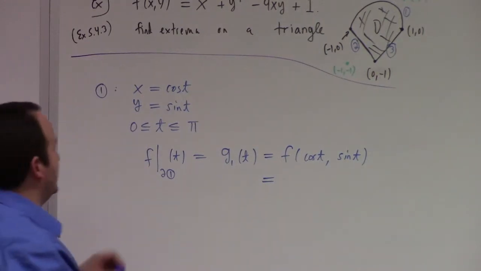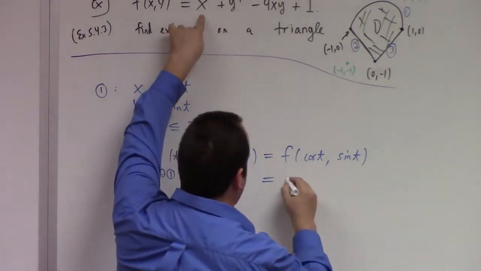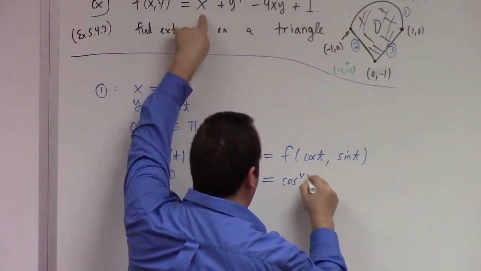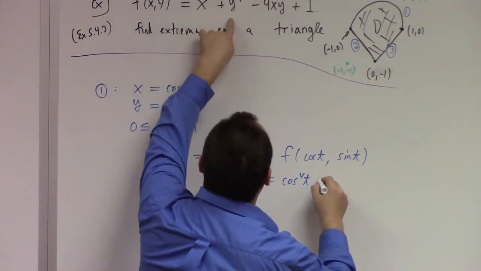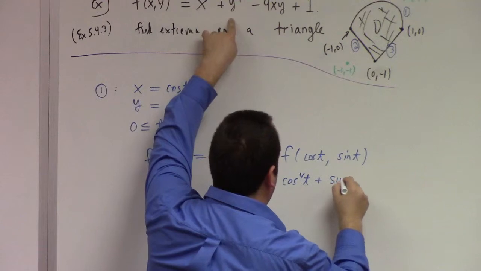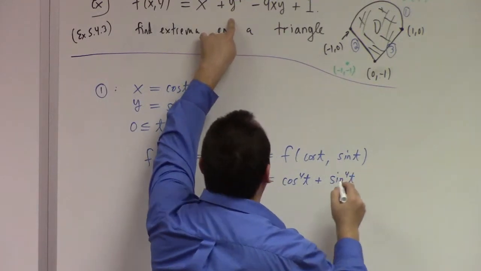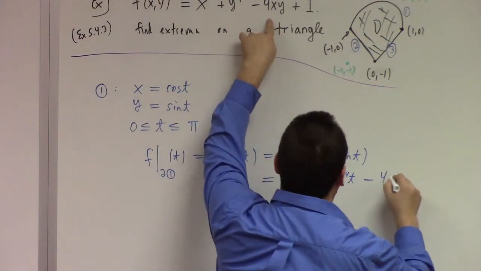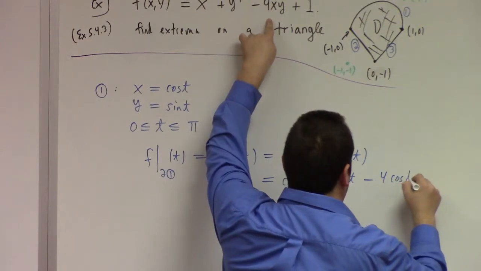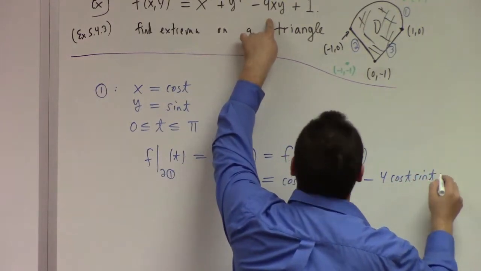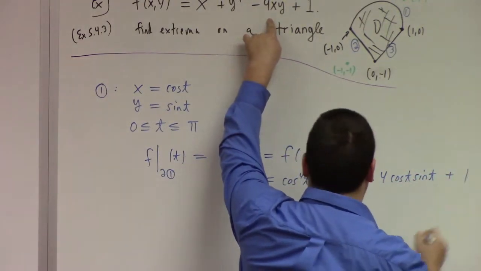Oh, just got real, didn't it? All right, so cosine to the 4th t plus sine to the fourth t minus 4 cosine t sine t, right? Plus 1.